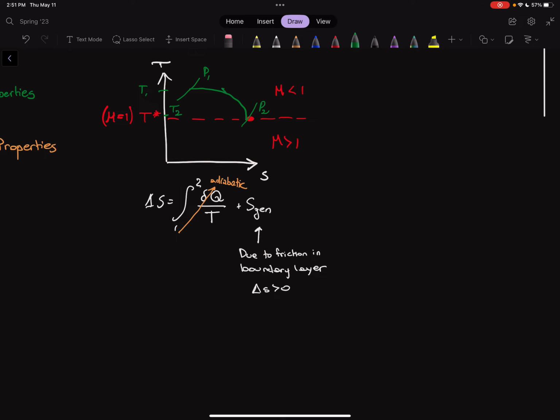And the limit case, as we said before, like in the homework, is I can accelerate up to Mach equals 1. So the limit case would be somewhere here. And here I would have P star and T star. So that's the subsonic diagram.